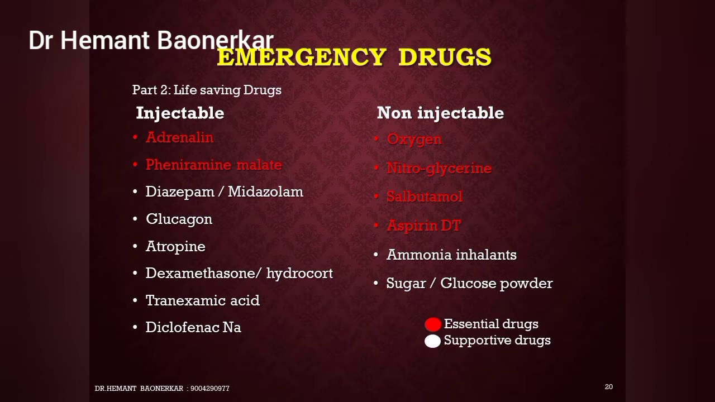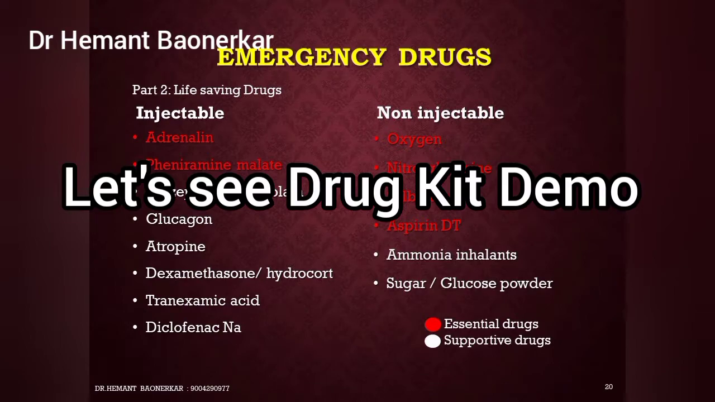Let's see what are the emergency drugs. It has two main parts: injectable emergency drugs and non-injectable. Injectable emergency drugs contain injection adrenaline, injection pheniramine maleate, diazepam, glucagon, atropine, dexamethasone, tranexamic acid, and diclofenac sodium. The red marked injections are essential. Non-injectable drugs are oxygen and nitroglycerin.